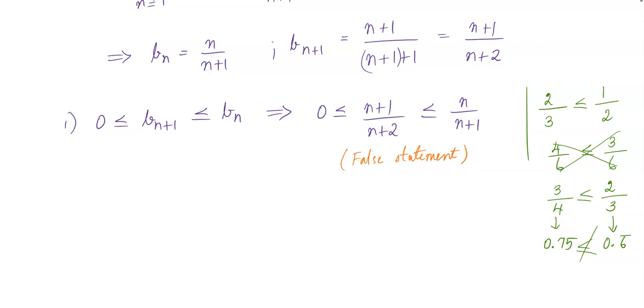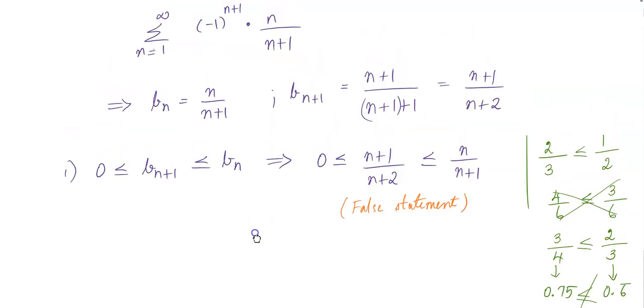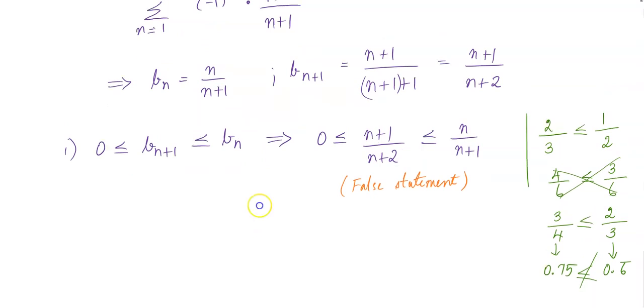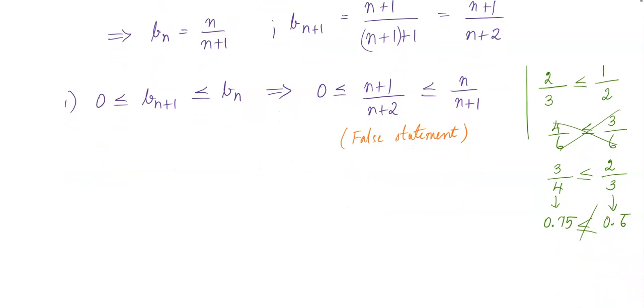In fact, bn is smaller than bn plus 1, I apologize. And so we have the first condition not satisfied. In fact, if you look at the second condition, limit of bn as n approaches infinity equals 0. That's what we should get.